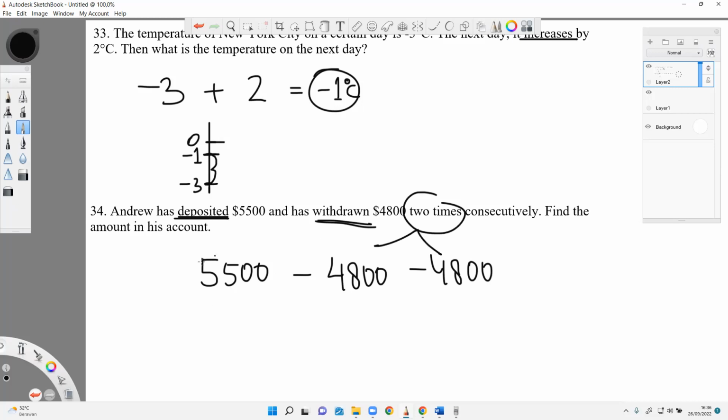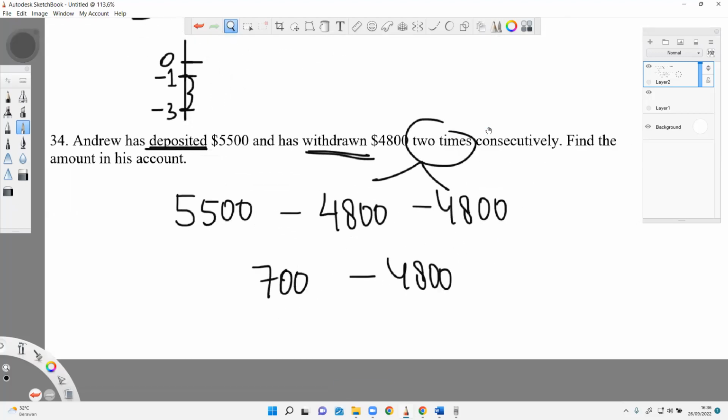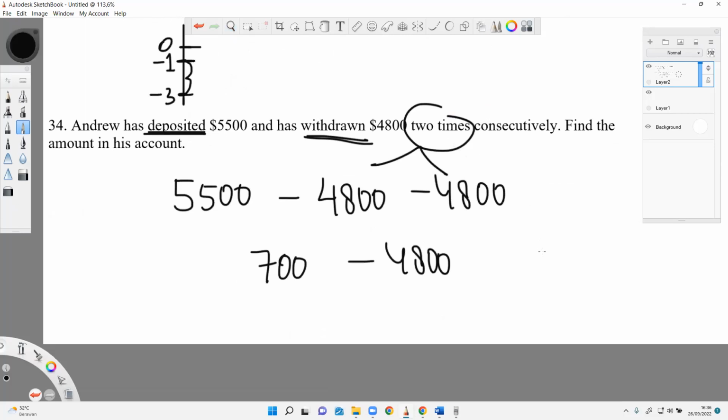Yes. Okay, so do one by one. 5,500 minus 4,800. I hate this. 700, right? Then subtract 4,800 again. It seems illogical, but in a bank, you actually can do that. Why? Because you are obligated to give back the money. You are owing the money to the bank. You borrow the money from the bank. So it means negative, right? You have 700, you take 4,800. So you have a loan of 4,100. Get the idea, Rachel?